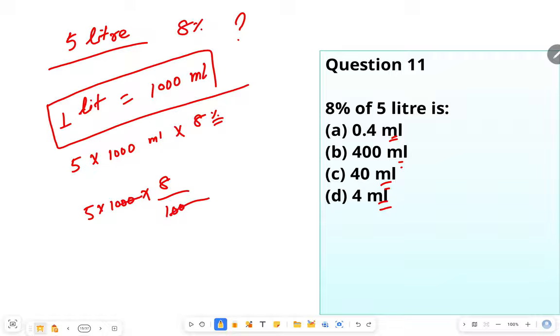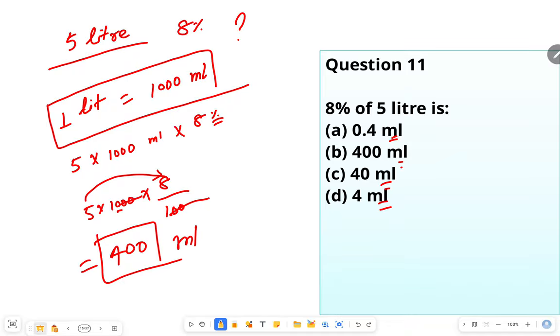If you cancel this 0 with this 0, how much will it be? If you multiply this, it will give 40, and then this 0, so 400 ml. Which option do we have? The option number B we have.